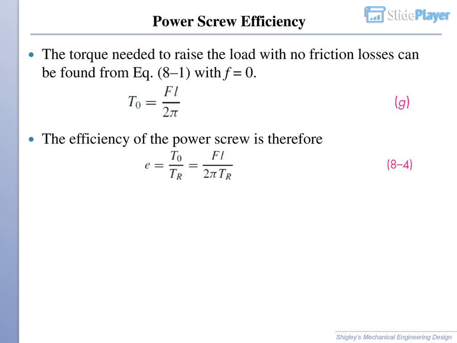Power screw efficiency. The torque needed to raise the load with no friction losses can be found from Eq. 8.1 with f equal to 0. The efficiency of the power screw is therefore.